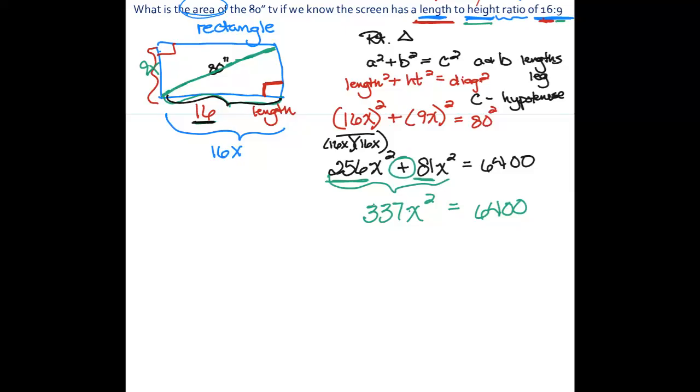Jeez, this is a lot of work, Miss Dee Dee. I know, right? So now what? What are we trying to solve for here? We're not even close. We have to solve for something else before I get to area. We have to solve for x. How do I solve for x at this point?